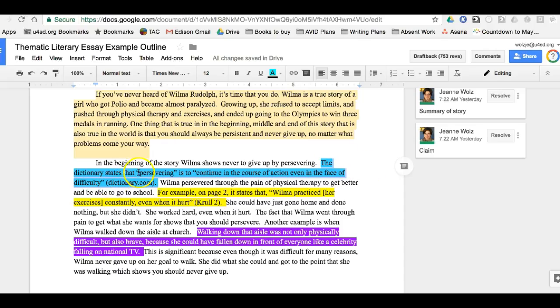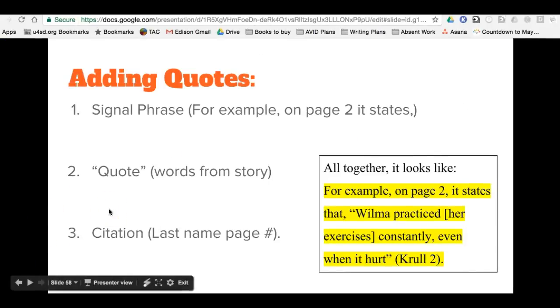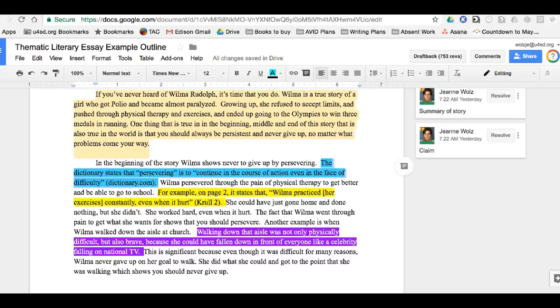So I said the dictionary states that persevering is to "continue in the course of action even in the face of difficulty." Notice the quotation marks and the citation, going back to how we add quotes. This is a quote that I found from the internet. So I went ahead and I put it in here, and now I can keep going back to that. So she persevered through the pain of physical therapy. That connects to this difficulty, right? That is her difficulty, is the pain.